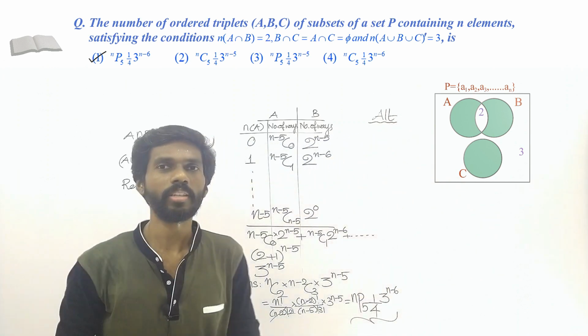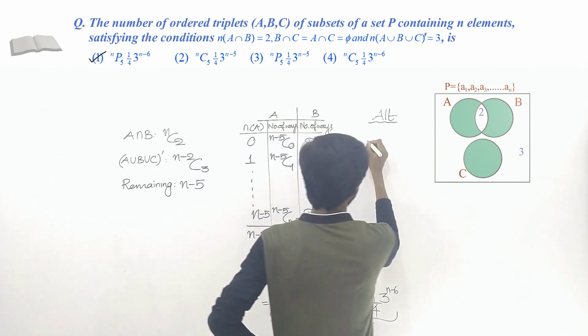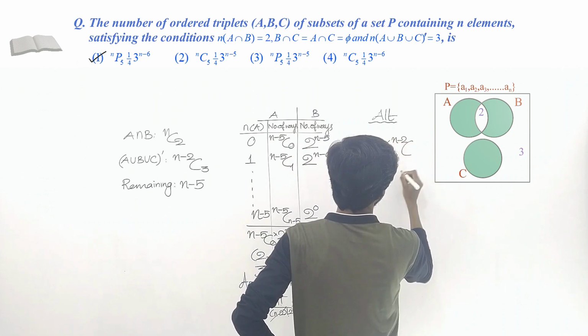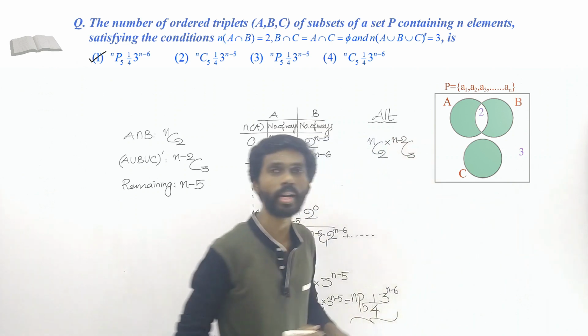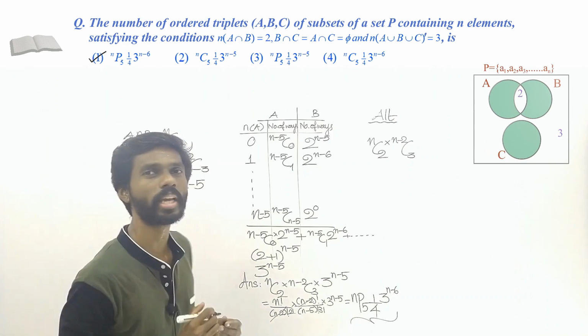Now here you see, it's the same thing. First we will have to select 2 elements, so that is the same. So we'll have to select 2 elements, so nC2. Okay, done. From the remaining n minus 2 elements, you have to select 3 elements. So that is the same. Alright, now we are left with n minus 5 elements. In how many ways can you distribute these n minus 5 elements?